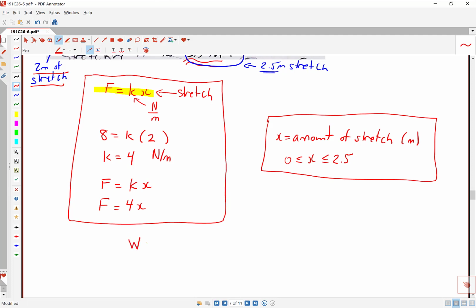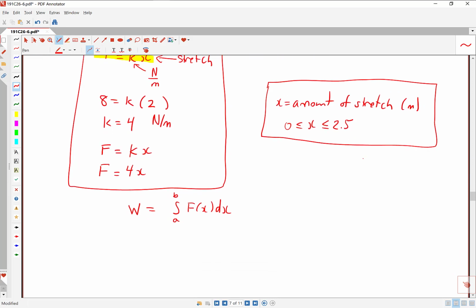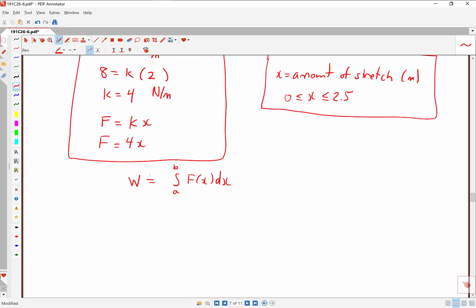So once you've got those two things, then you're ready to set up your integral. So here we go. We're going to say work is the integral between the two appropriate x values of your force function integrated with respect to x. So let's go ahead and plug everything in. We are integrating between x values 0 and 2.5. Our force function we decided here was 4x, and that gets integrated with respect to x.